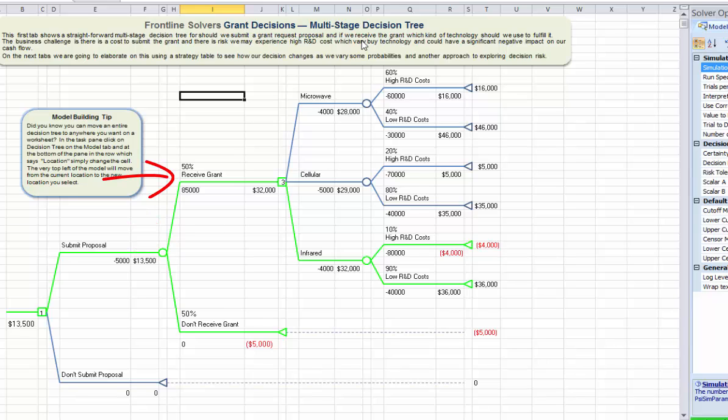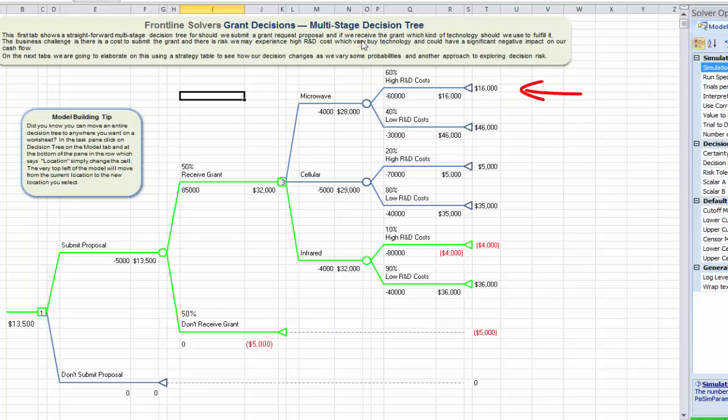If he is awarded the grant, he would then need to decide whether to use microwave, cellular, or infrared communication technology. He has to spend money in research and development, but he doesn't know exactly what the R&D costs will be. Therefore, each of the three technology options has an event node representing the best case and worst case R&D costs that might be incurred.